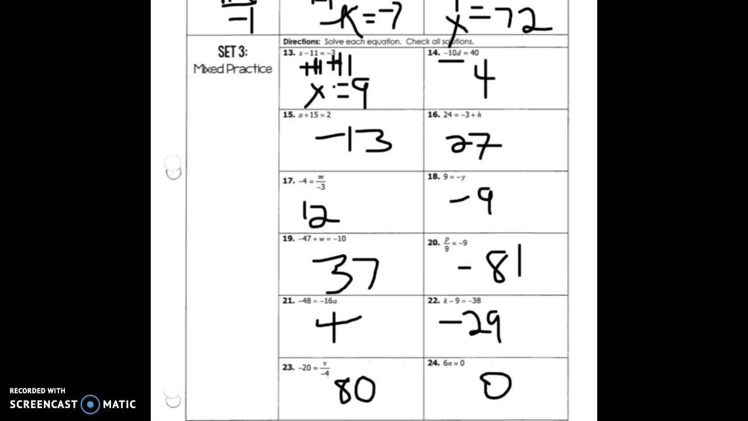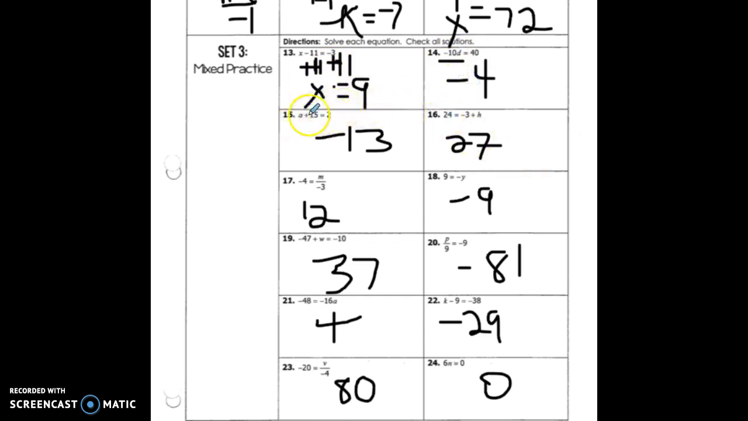Hopefully I gave you enough time to do that. Hopefully you actually hit pause. I didn't show my work on these, but what I want you to do is check and see how you did. So on this one, what I did is I added 11 and I got 9. Look at this one though. I divided by negative 10 and I should have had a negative 4.